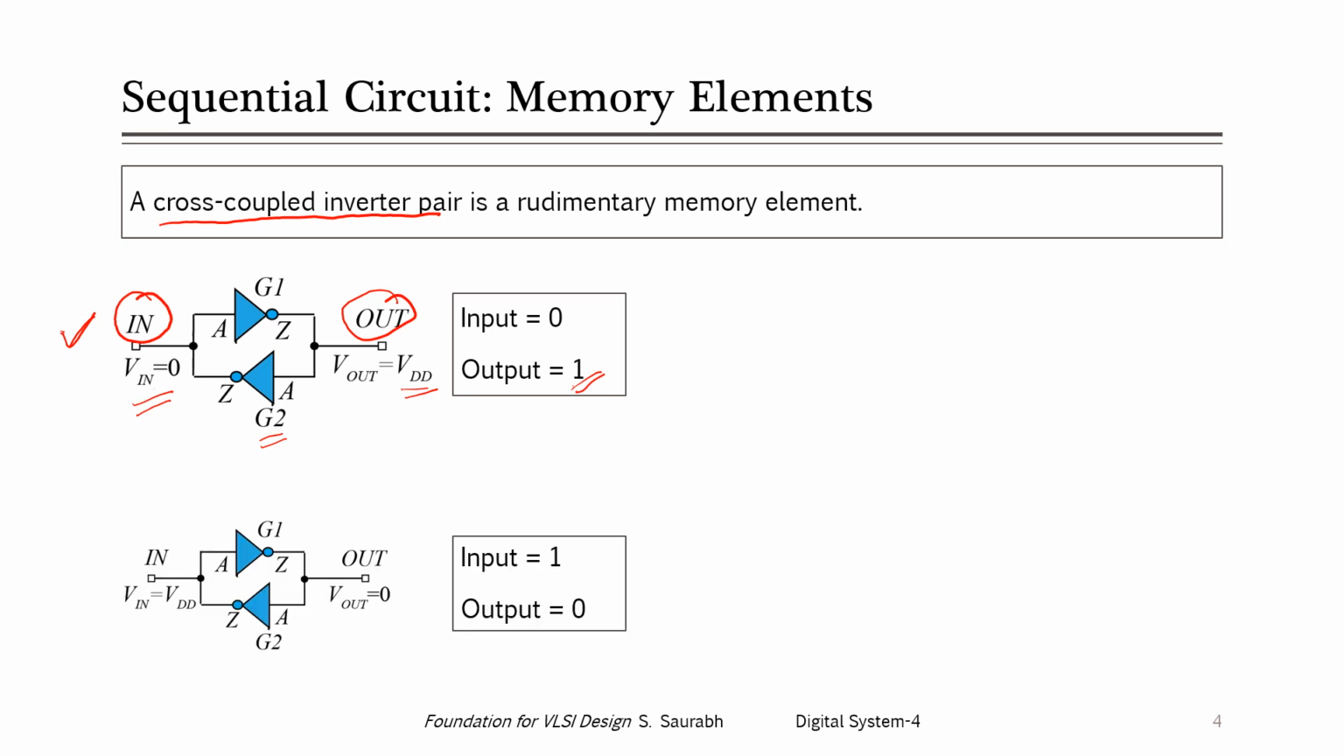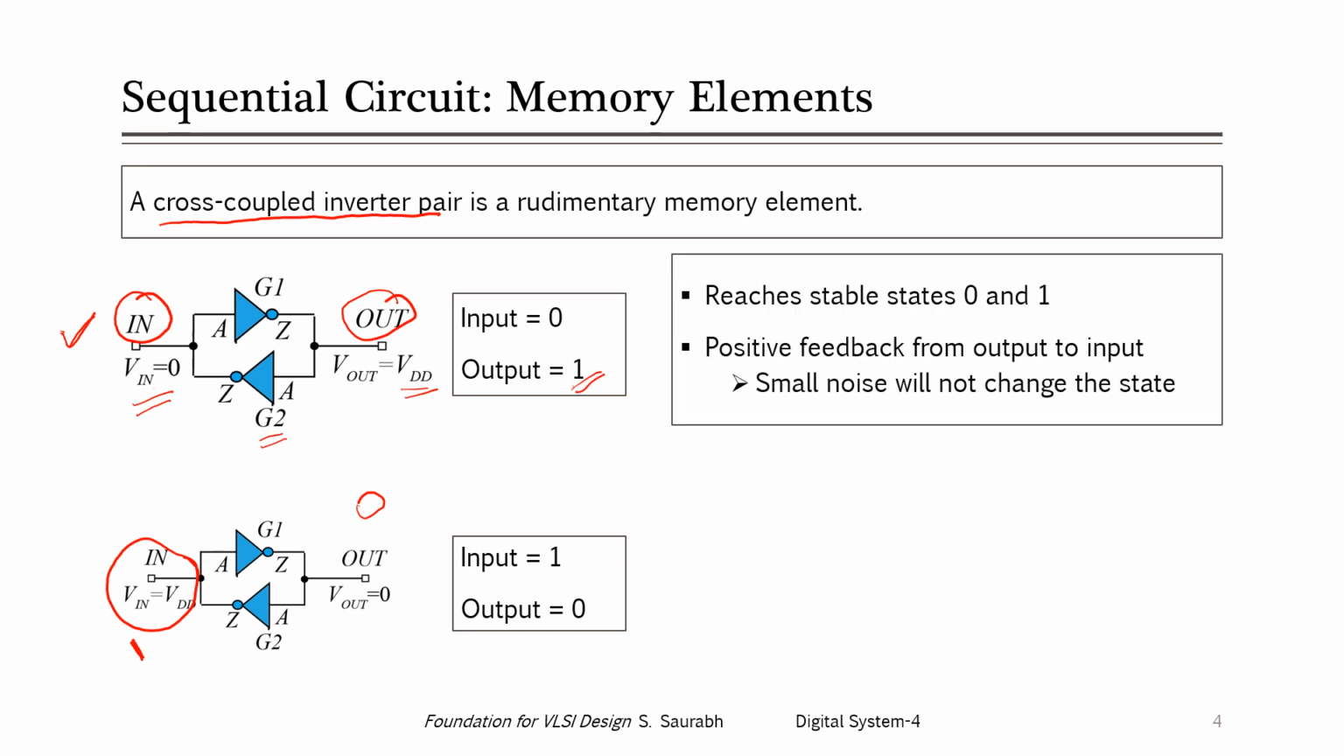Now, instead of the input having a voltage 0, if the input voltage was VDD or logic 1, in that case the first inverter will produce a logic 0, and on receiving a logic 0, the second inverter will produce a logic 1 at the input. So given an input logic of 1, the cross-coupled inverter pair will produce an output of 0, right? So now this cross-coupled inverter pair reaches stable states 0 or 1.